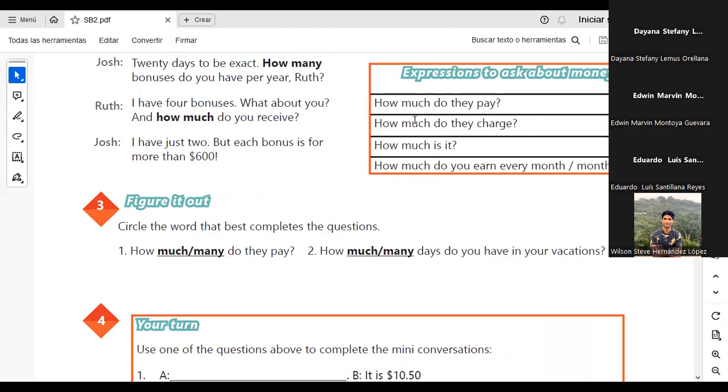Question number one, how much do they pay? When do you ask this question? If, for example, you work at Pizza Hut and I want to know your salary, the amount of money they pay. Okay, pay is pagar, right? How much do they pay? If I don't say they, I can say how much does Pizza Hut pay? How much does Pollo Campero pay, for example? And my question is about the salary, the money you receive.